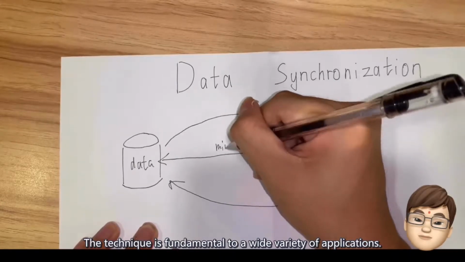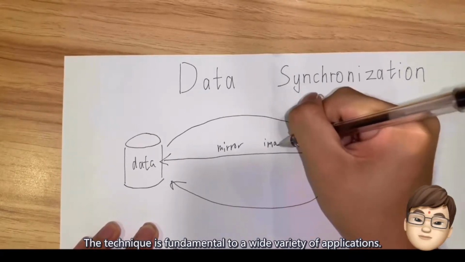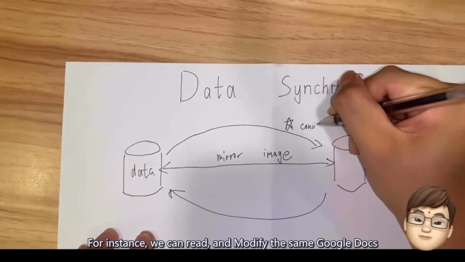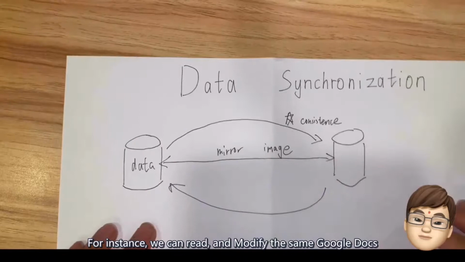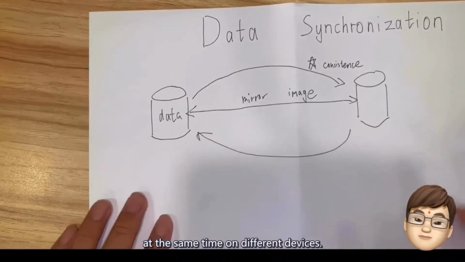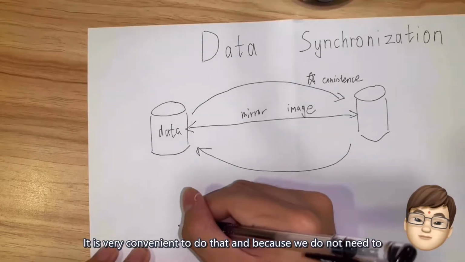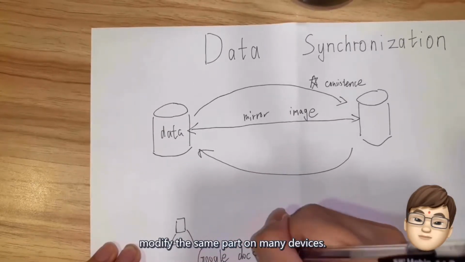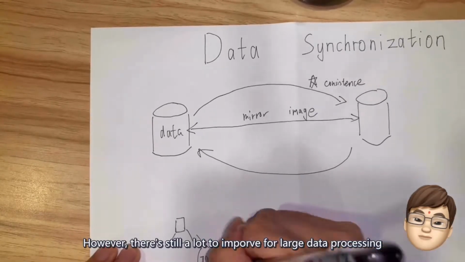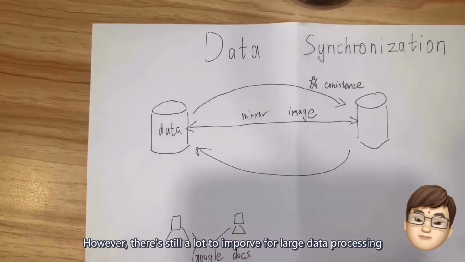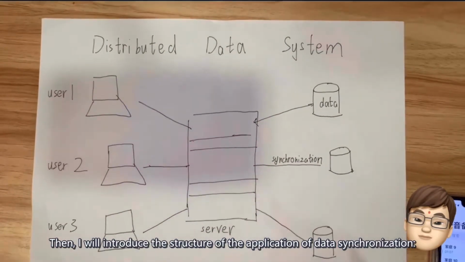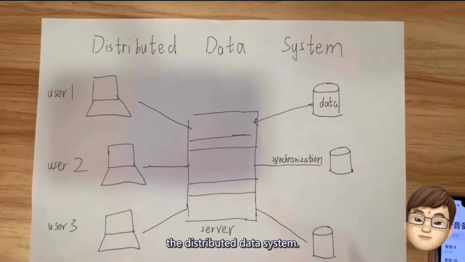The technique is fundamental to a wide variety of applications. For instance, we can read and modify the same Google Docs at the same time on different devices. It is very convenient to do that, because we don't need to modify the same parts on many devices. However, it still has a lot to improve for large data processing. Then, I will introduce the structure of the application of data synchronization, the distributed data system.